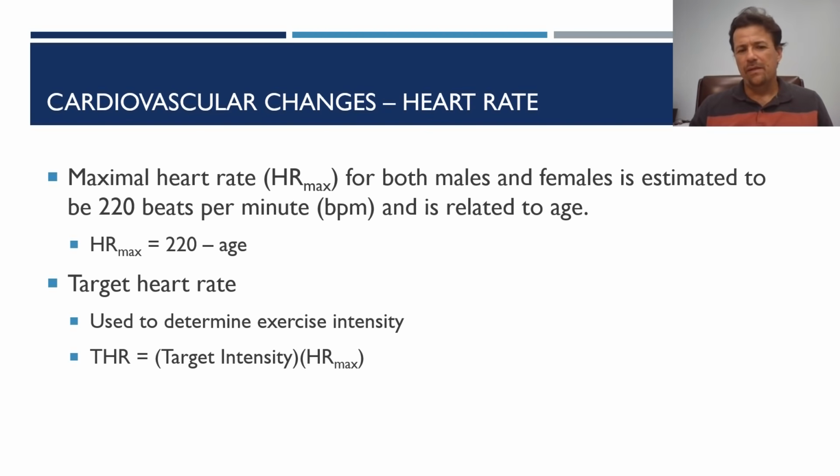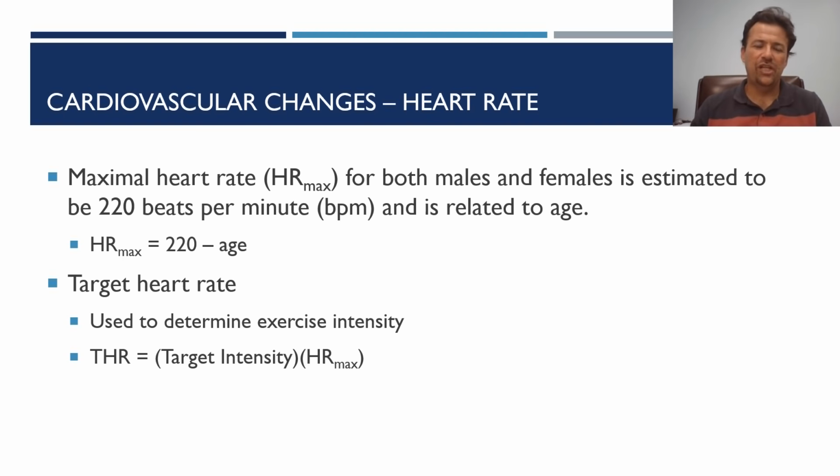Now, this is important because it's used to determine exercise intensity. Remember, we can't measure VO2 max very easily. So one of the ways we determine exercise intensity is by using heart rate. To do that, we need to establish a couple of baseline parameters. The first baseline parameter that we identified was your resting heart rate. The second parameter that we need to identify is your maximum heart rate.